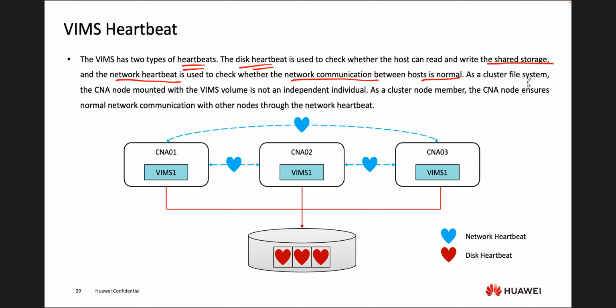So in a cluster file system, the CNA node mounted with a VIMS volume is not an independent individual. You're not independent. You are sharing those resources. In a cluster mode member, the CNA node ensures normal network communication with other nodes through the heartbeat. So in an individual mode, you are just using that shared volume. And if you're in a cluster node here, you use a network heartbeat to communicate. So that's what happens here with the heartbeats.